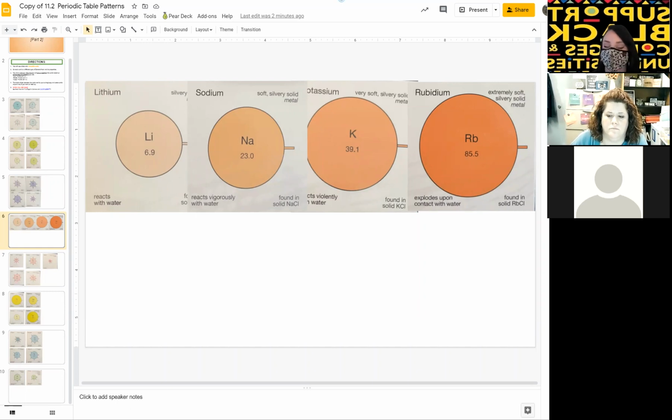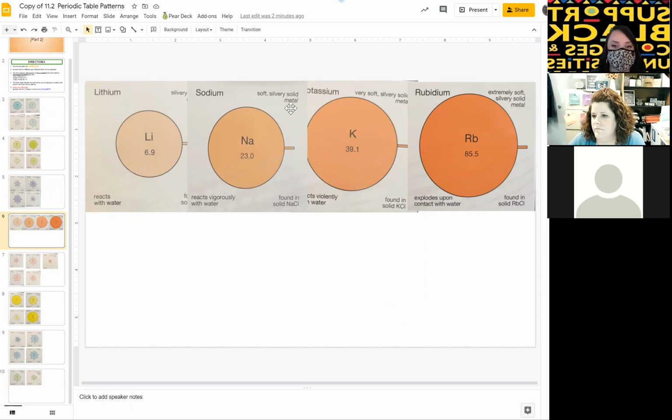Chemicals. They are, but what is the word we've learned for it? Elements are different types of what? What are we studying? There we go, Brighton. Atoms. These are different types of atoms: lithium atom, sodium atom, potassium atom, rubidium atom.